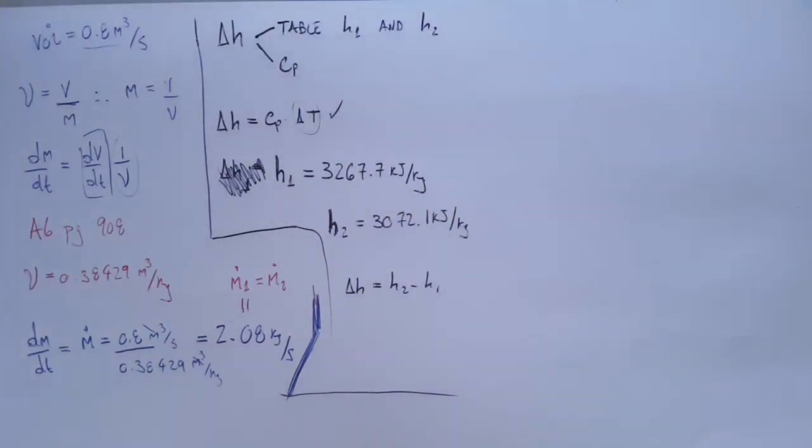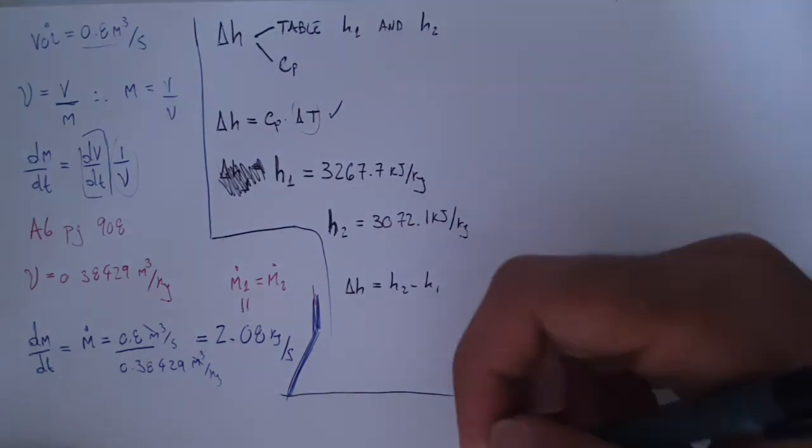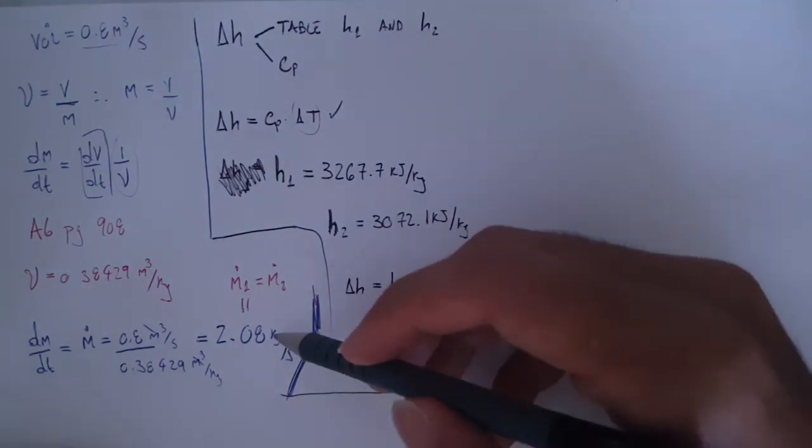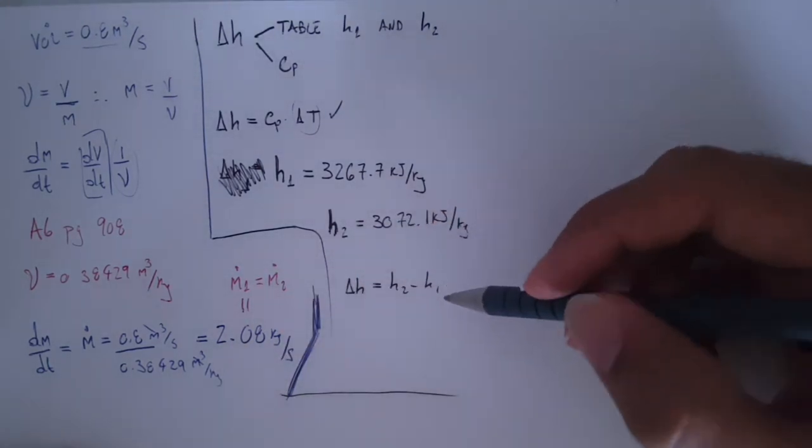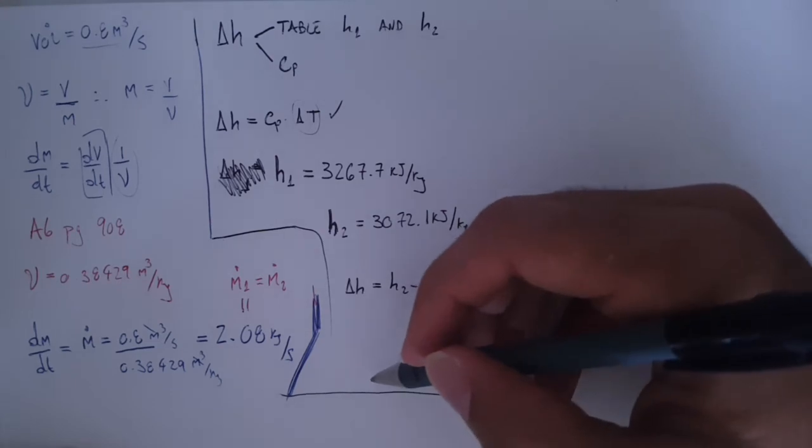And that's going to be given in kilojoules per kilogram, which is precisely what we're after, right? And so we have the mass flow rate that we needed. We have the delta H that we needed. So I think we're good to go.